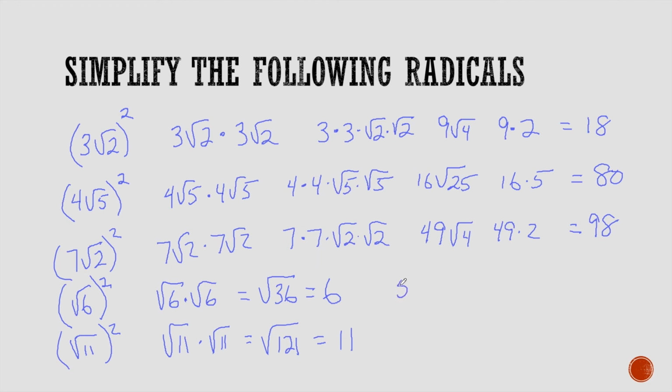Try these two, see what you come up with. 5 root 7 squared, and let's make it 7 root 5 squared. See how you do. Hit pause, then come back, see what you got. All right, glad you're back. Our first one here, we got 175. What you get for the second one there? I got 245.